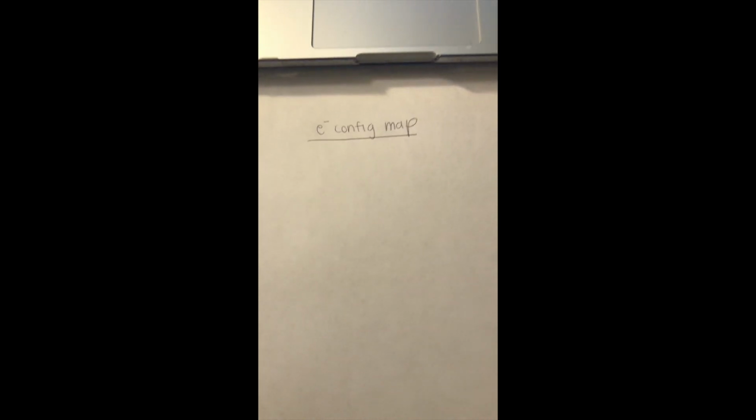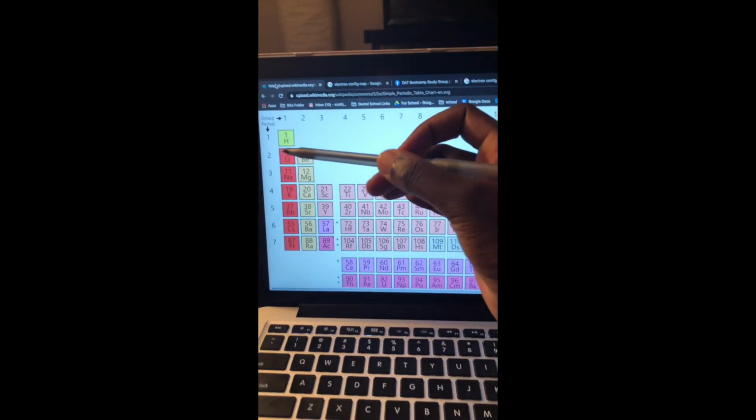Okay, so the easiest way for me to find electron configurations is by drawing out an electron configuration map. So basically, look at the periodic table. Well, I already just know how to do it by heart.